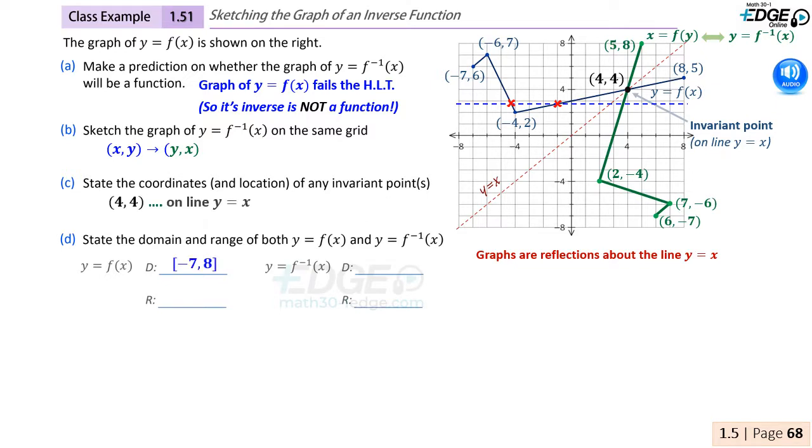In order to determine the domain and range of our original function, we can simply identify the leftmost and rightmost points and the lowest and highest point. Here we see the domain goes from -7 to 8, and the range goes from a minimum height of 2 to a maximum height of 7.